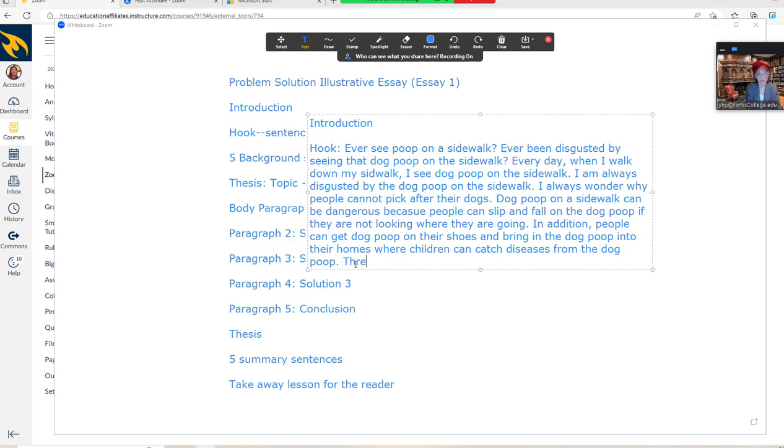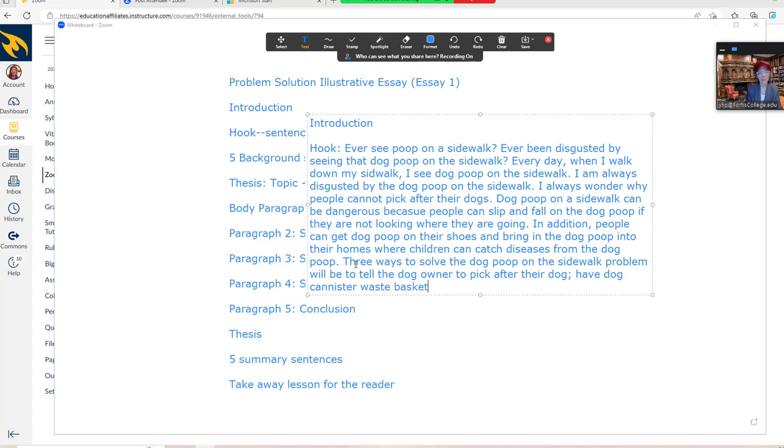So three ways to solve the dog poop on the sidewalk problem will be to tell the dog owner to pick up after their dog, have dog canister waste baskets next to the sidewalk, and also have delinquent dog owners pay a fine if they do not pick up after their dog.